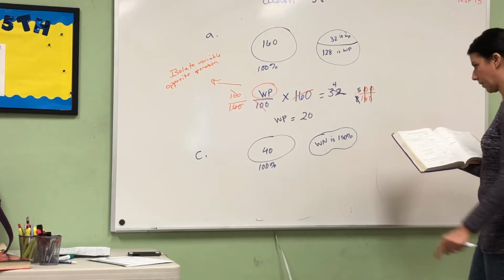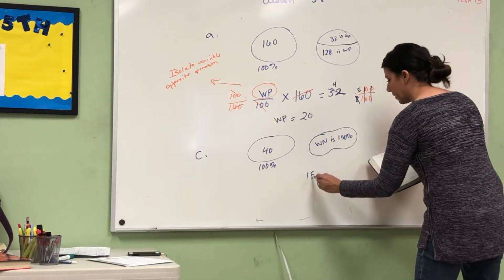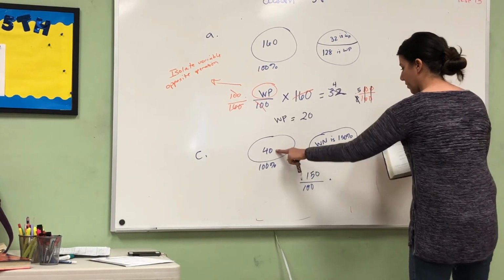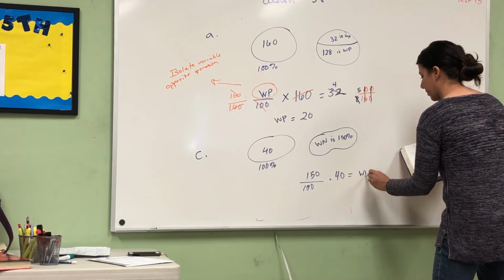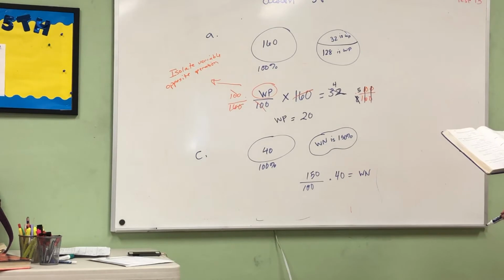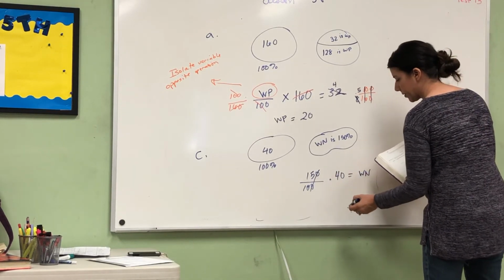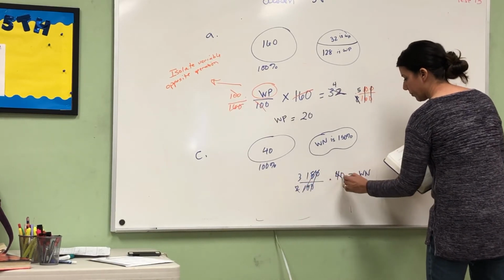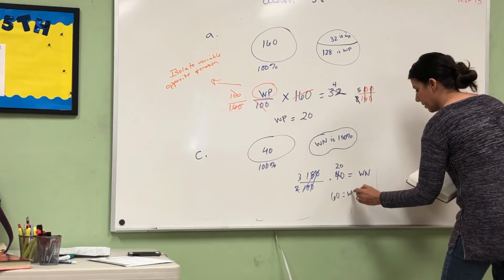No. All right, so we have 150, and we have to put that over 100, because 150% of 40 is what number? And here we just have to simplify, get rid of any zeros. You can reduce this to 3 over 2. 2 goes into 40 20 times, and we get 60 is that number.